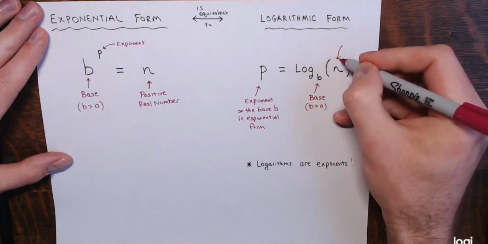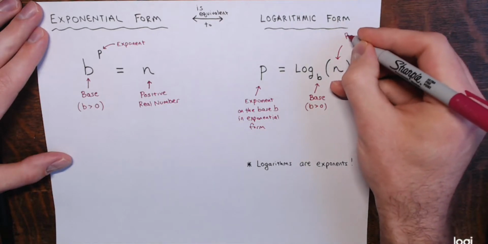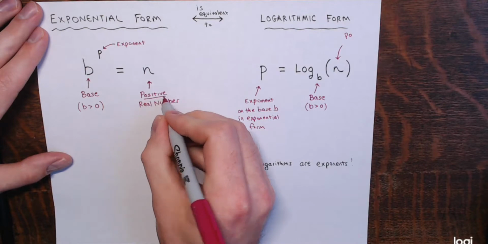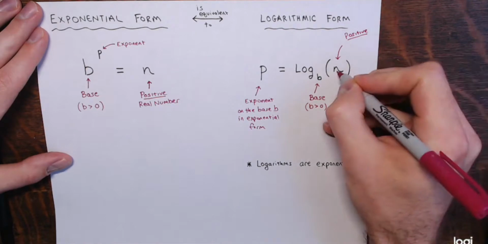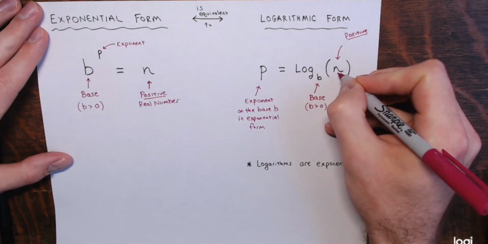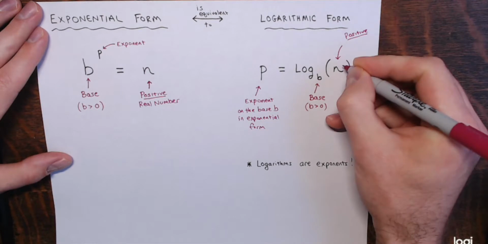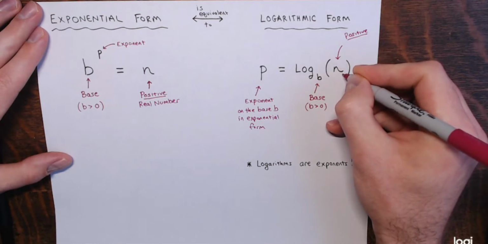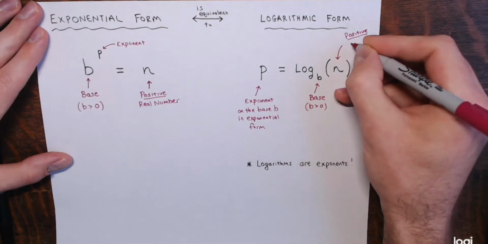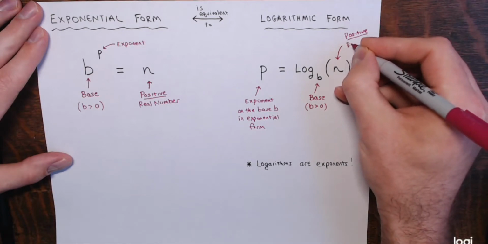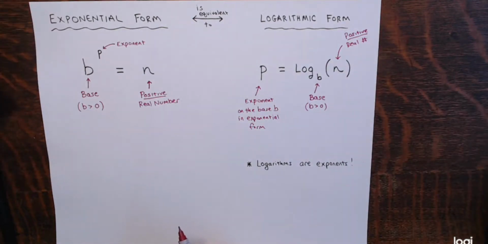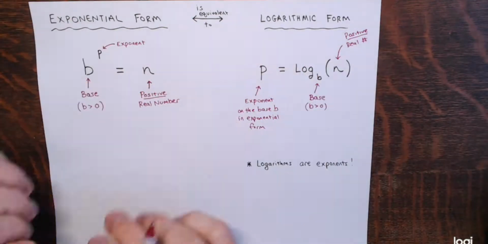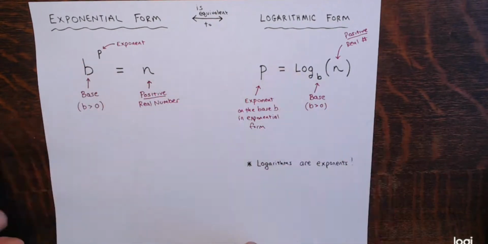The input of the log has to be a positive real number. Can't be 0, can't be negative. What goes inside a logarithm like this is also referred to as the argument of the logarithm, the input of the logarithm, and it has to be a positive real number. So they have the same stuff in it. They both have this b, p, and n. They're just in different places and look different, but they mean the same thing.